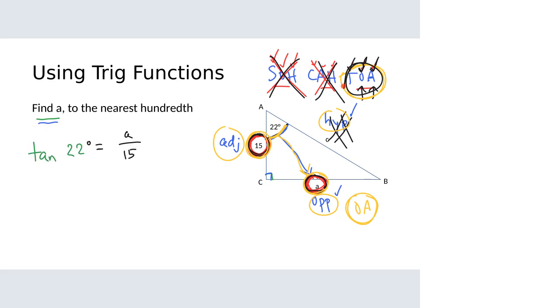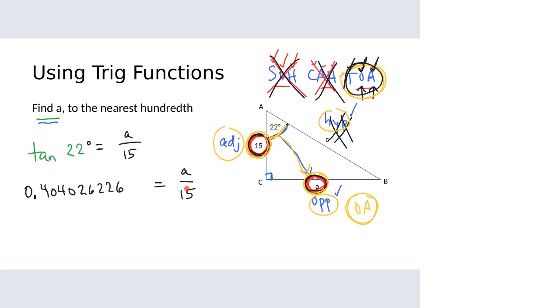Once I have an equation I can solve, I can find out what A is. The first thing we're going to do is use our calculator to find the tangent of 22 degrees. When I do that, I get 0.4040262... Your calculator might have more decimals than that. It might have less decimals than that. But we get that is equal to A over 15.